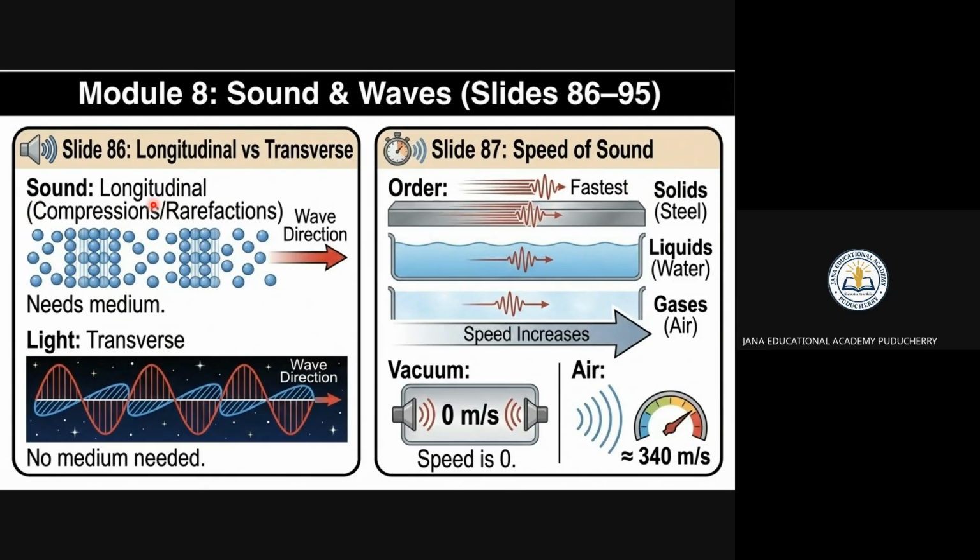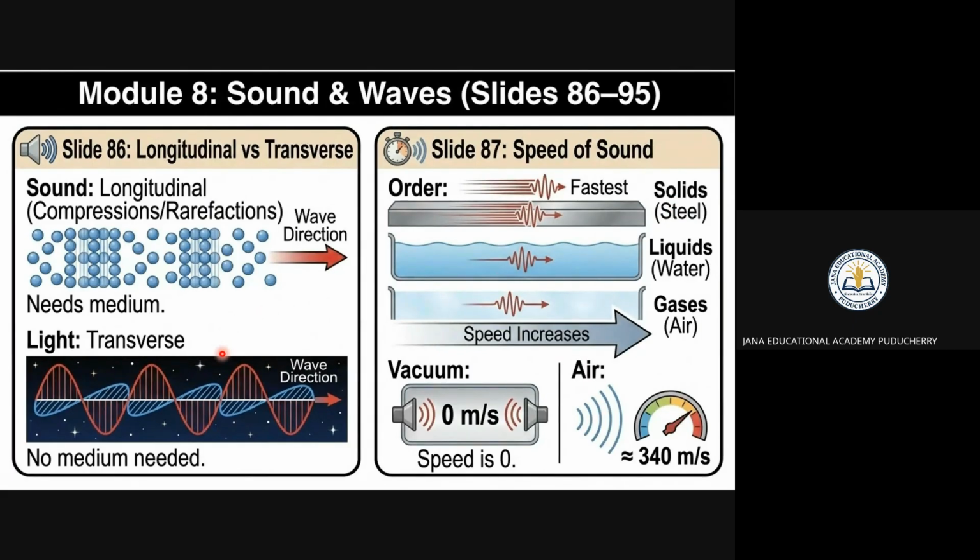So the longitudinal sound waves in air require a medium, and air is also a medium. The sound takes 340 meters per second in air. So longitudinal waves require a medium, right? Speed depends upon the elasticity and density of the medium. It usually travels fast in the solid state. You can see steel is a solid. Compared to liquids and gases, sound travels much faster in the solid state.